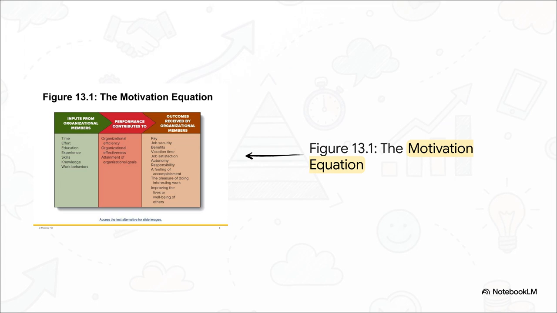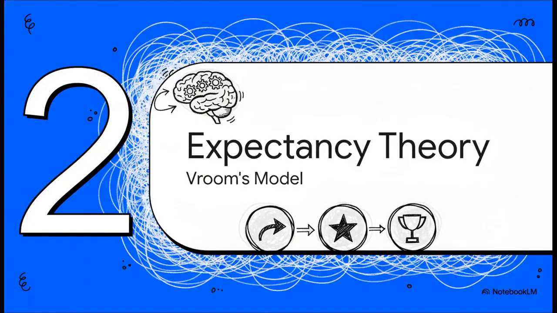And this image right here beautifully illustrates the core flow we're studying today, the motivation equation. It's like a blueprint. Notice how it all starts over on the left with inputs from the team: their time, their effort, education, skills. Those inputs drive the actual performance, which boosts organizational efficiency. And ultimately, that performance leads to outcomes for the employee, like pay, job security, or just that great feeling of accomplishment. Literally every theory we discuss from here on out is just a different lens for explaining how this exact equation plays out in the human mind. Let's see how this builds into our first major framework.